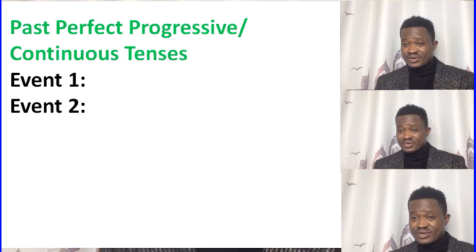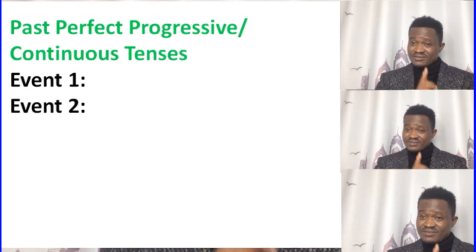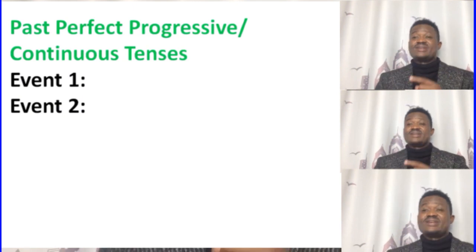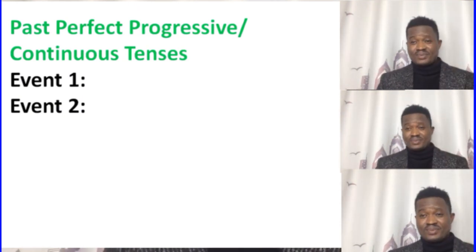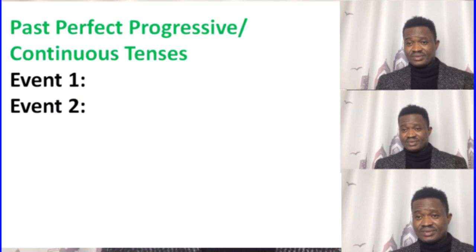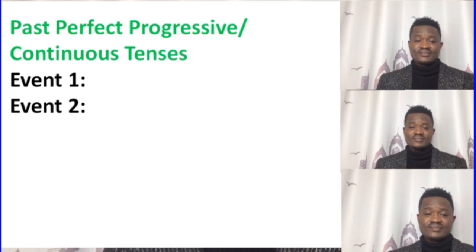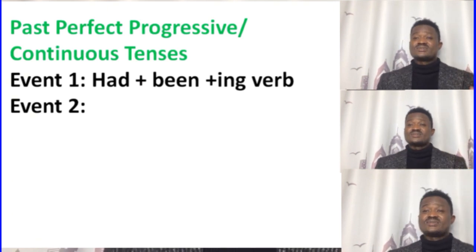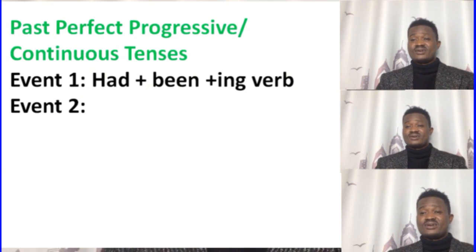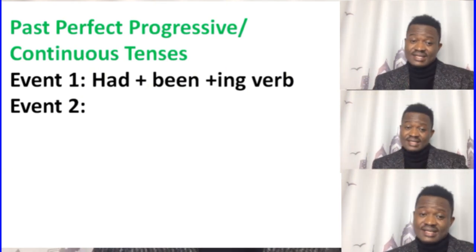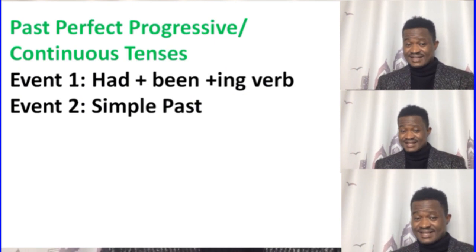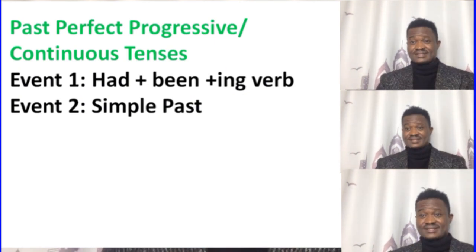So here with the past perfect progressive, these are two events. But one of the events is in the past perfect progressive, and the other event is in the past simple. Right? So for example, the formula is had plus been plus verb-ing. This is the simple formula for event 1, and event 1 is the past perfect progressive. Event 2 is the simple past. So these are two events.